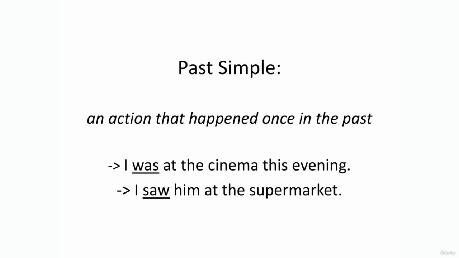The past simple is used in 3 ways. To talk about an action that happened once in the past. I was at the cinema this evening. I saw him at the supermarket.